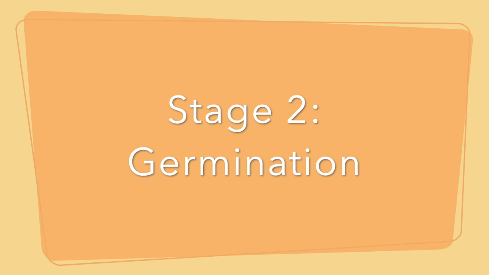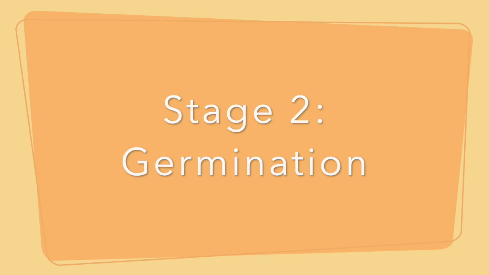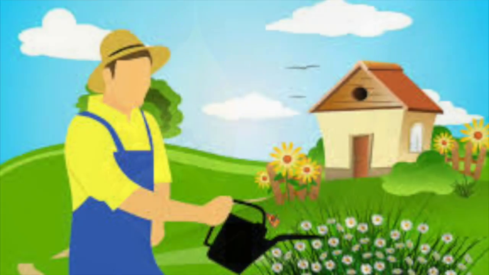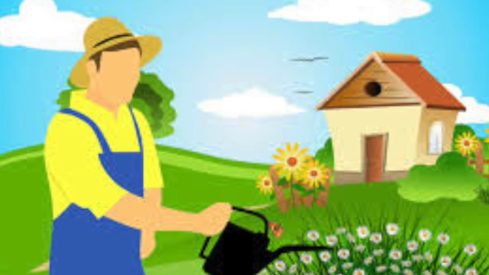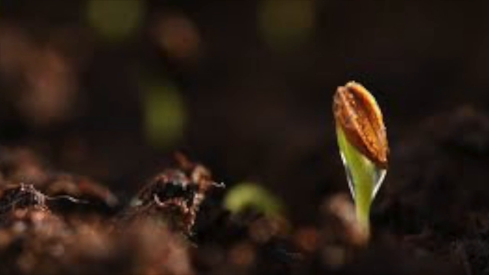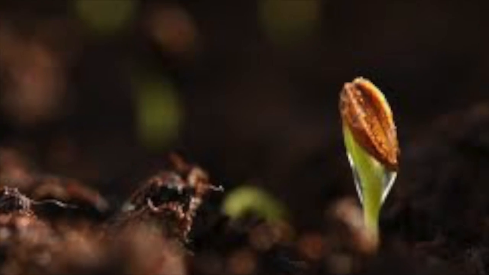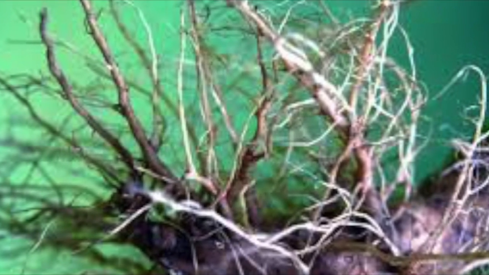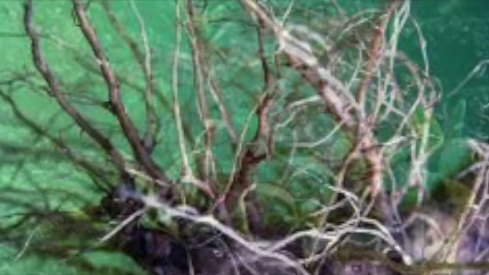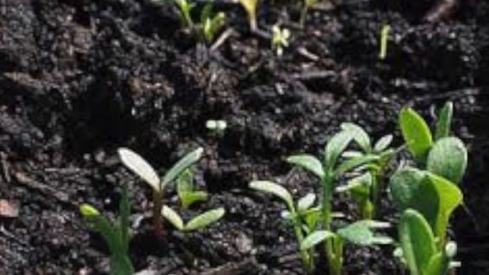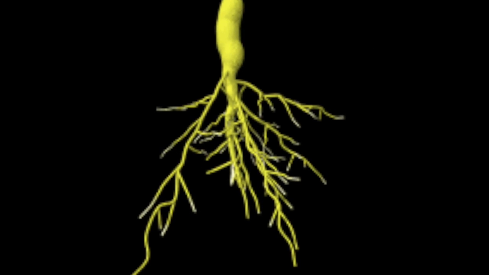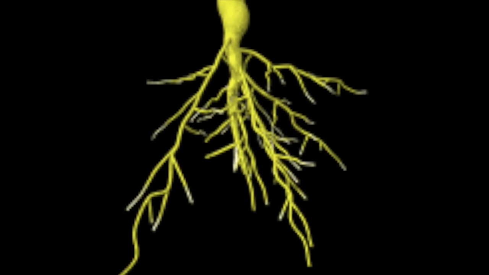The next stage in the plant's life cycle is germination. When a seed falls on the ground, it needs warmth and water in order to germinate. The stem will begin to push through the soil, which is called germination or sprouting. The tiny root will push down in the soil and will grow, all while looking for water and nutrients that it needs in order to grow.